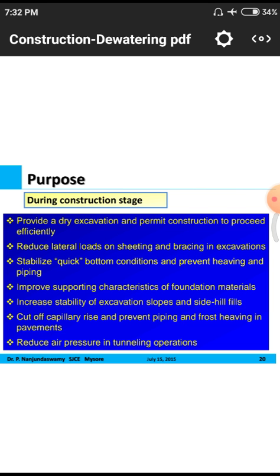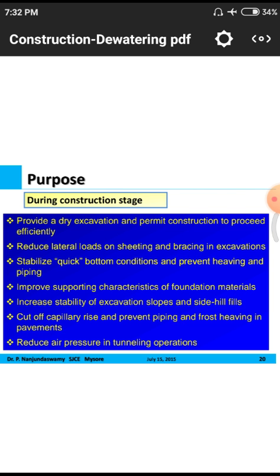Next, reduce lateral loads. If there is water, automatically there will be lateral loads. These lateral loads normally come in the form of wind and other forces. Wind plus water means we have to face a huge amount of load on the structure at foundation level only. If the foundation is weakened, the total structure will fall rapidly.